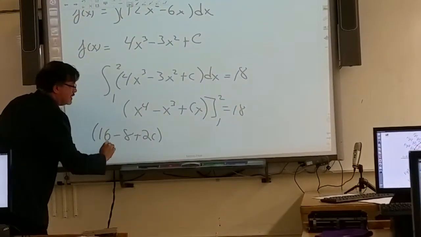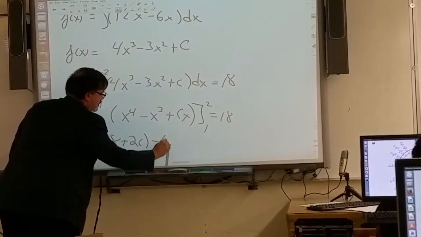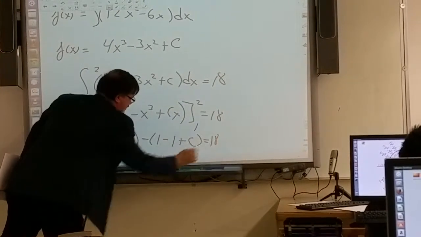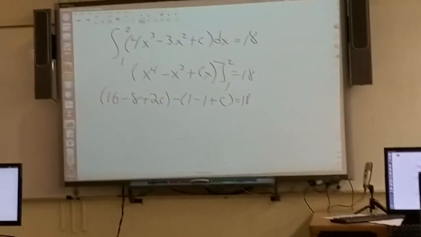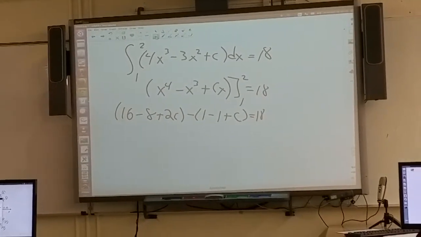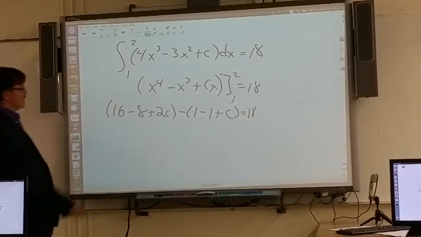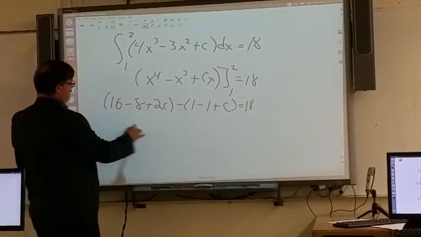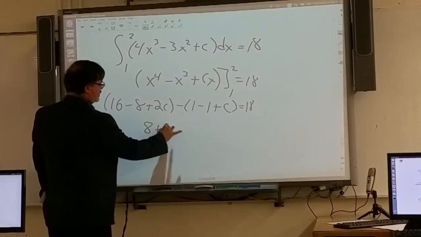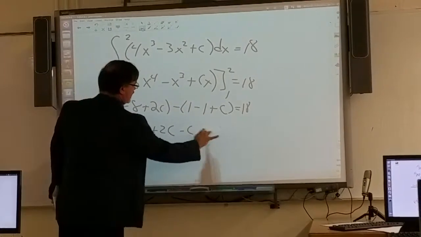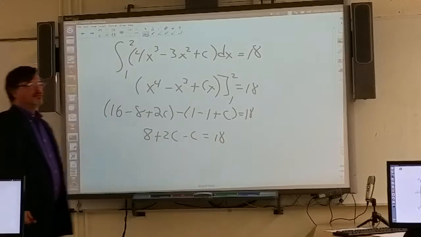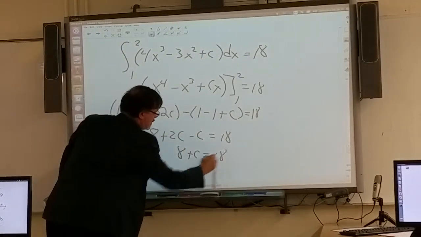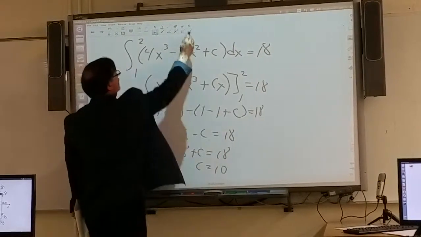Then you plug in 1 and you subtract. So you get 1 minus 1 plus c, an equation for c. And so what happens? The 1s cancel, the ones are gone. Okay, good. And then combine, so that's 8 plus 2c minus this other c is 18. And then 8 plus c is 18, so c is 10. And then you plug that into the other thing.